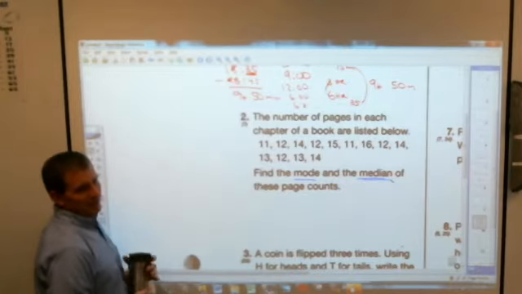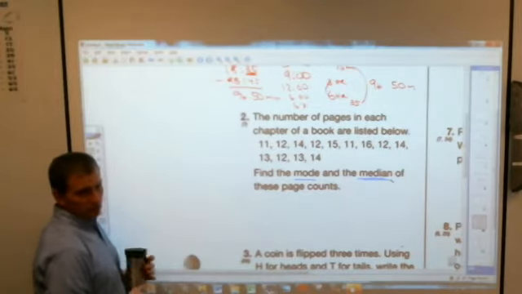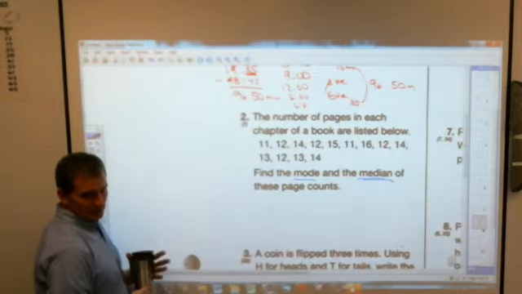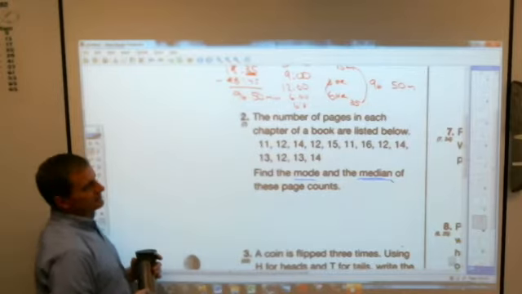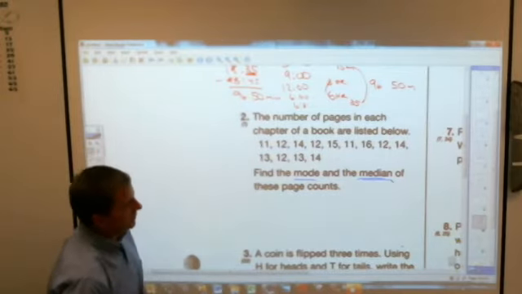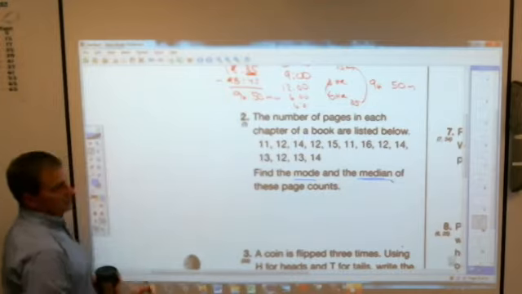Did anybody do a line plot? Did you just order them from least to greatest? Or did you just not do any of that? Lauren, you did what? So then you just have to make sure that you're doing your thing right.